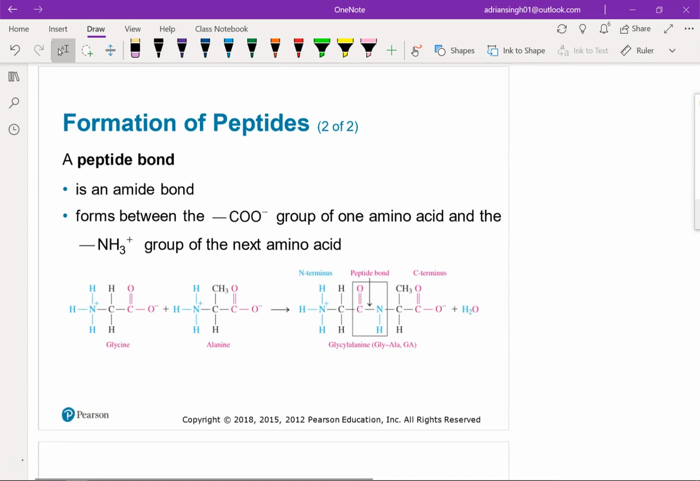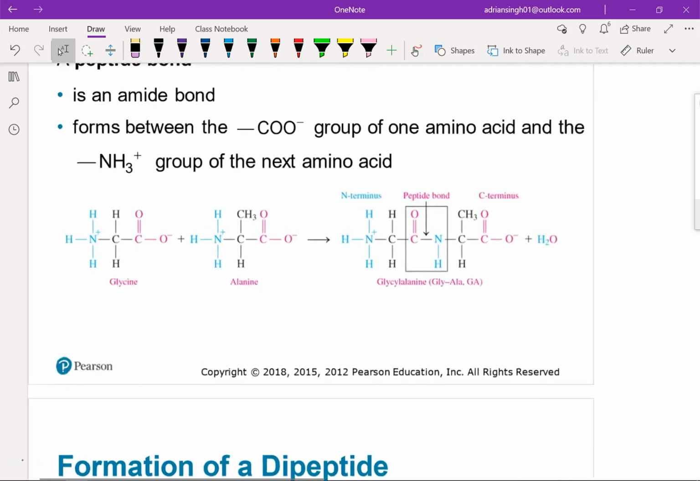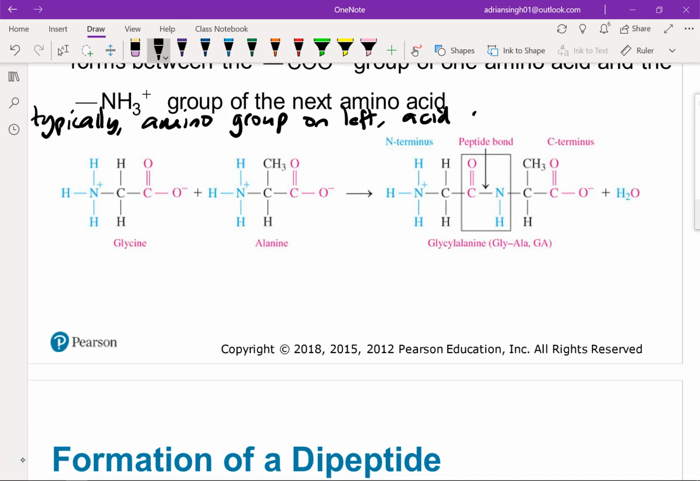So how does the peptide bond actually form? Well, we just said you need to combine the carboxylic acid with an amine. Let's take a look at how that can form. And we'll just choose 2 simple amino acids here. We have glycine and we have alanine. So we draw both of these. And generally when you draw your amino acids, typically the amino group is on the left of the amino acid, and then the acid group is on the right. That's a convention that we use.